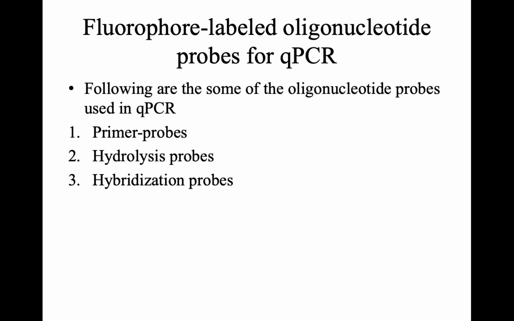One is by using fluorescent dyes, with which we can quantify the process of the PCR, and the second is by using fluorophore labeled oligonucleotide probes. These probes can be used in the quantification of the PCR. Here are some of the oligonucleotide probes which can be used in qPCR for the quantification of the process. They are the primer probes, hydrolysis probes, and the hybridization probes.